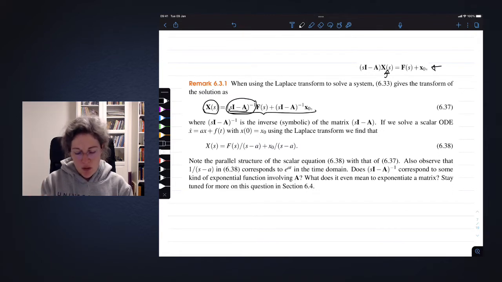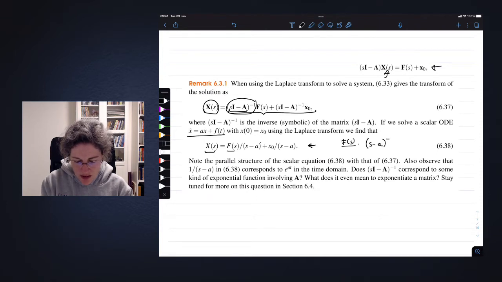Now, if you think back to when we were solving an ordinary scalar ODE like this, our solution in scalar terms looked like this. It was x of s equals f of s over s minus a. So we've got really an f of s times (s minus a) to the minus 1 plus x naught times (s minus a) to the minus 1.